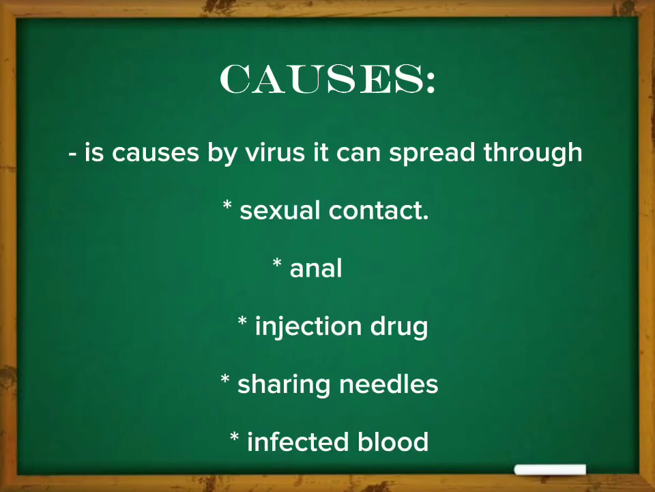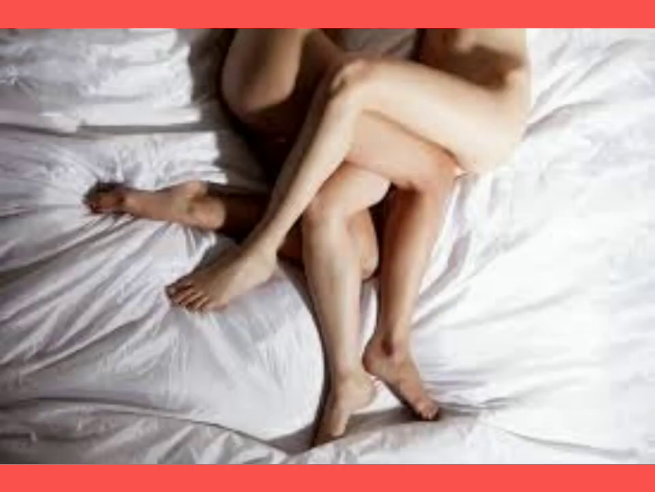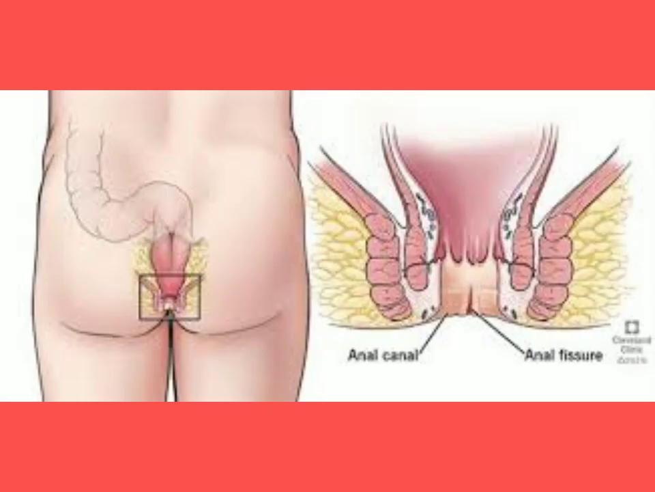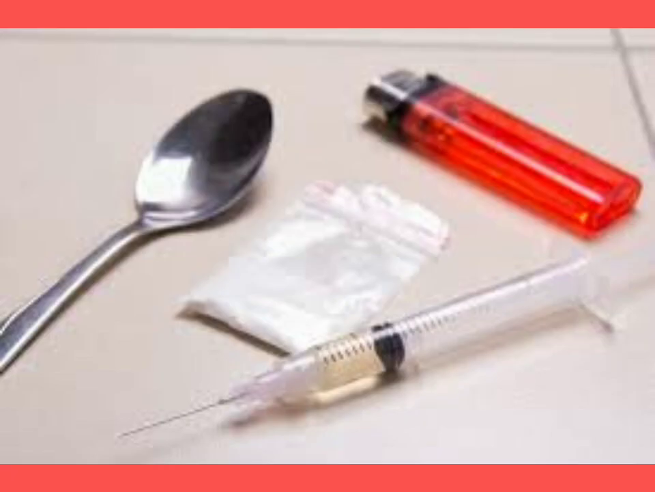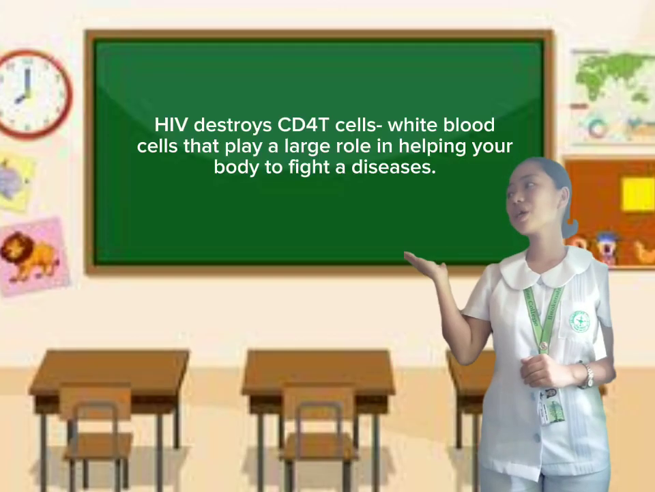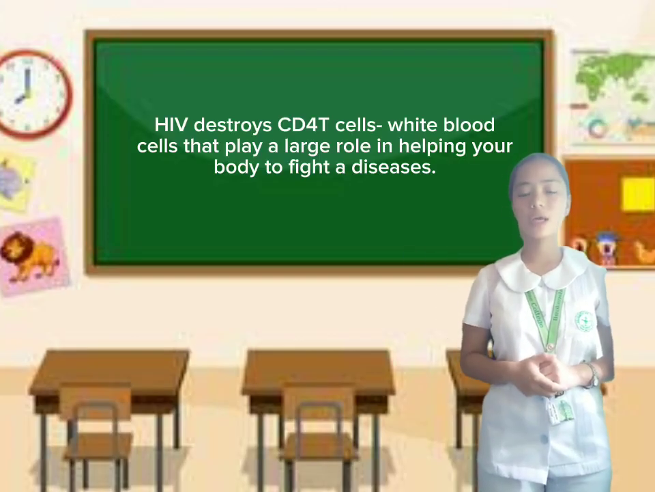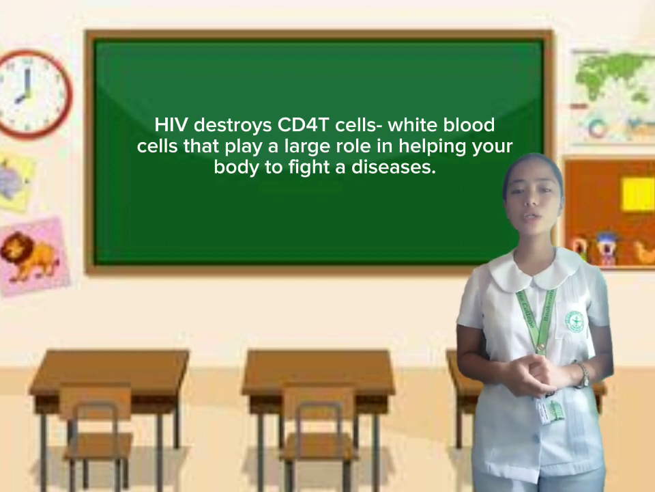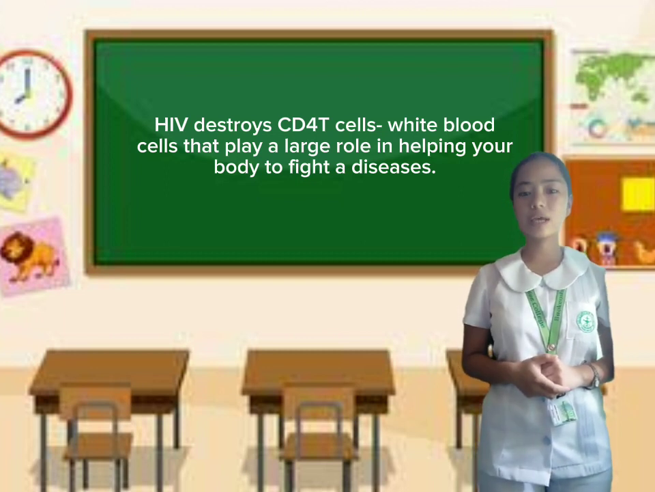Cause of HIV. HIV is caused by a virus. It can spread through sexual contact, anal sex, injection drug use, sharing needles, and infected blood. These are examples of the causes of HIV, like sex, sharing needles, infected blood, and so on. The effects of HIV: night sweats, muscle aches, fatigue, and sore throat. HIV destroys CD4 cells, white blood cells that play a large role in our body's fight against diseases.